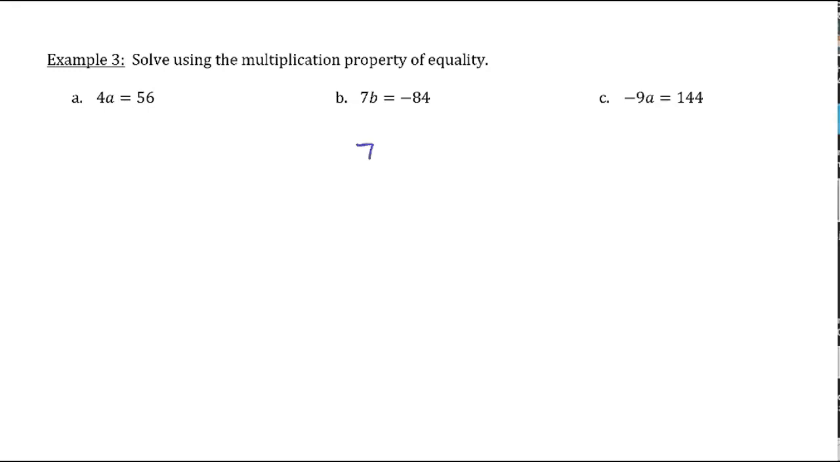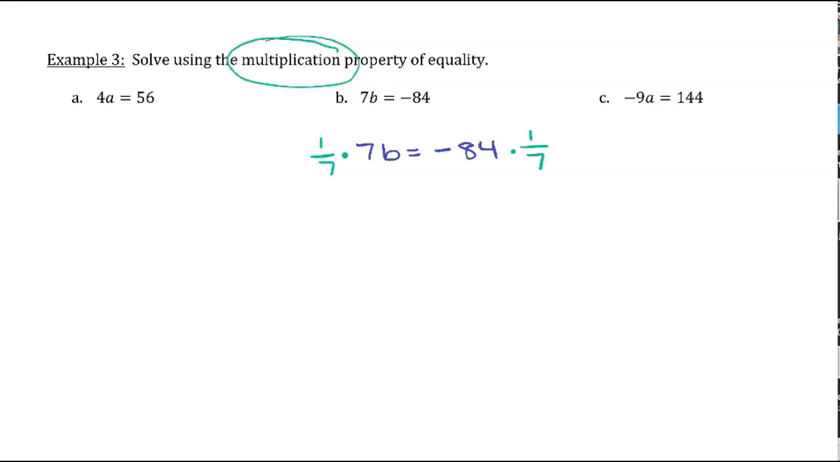In part B, I have 7 times b equals -84. In our previous examples, our variable was being divided by something, and so we multiplied to clear it. Now on this one, my variable b is being multiplied by 7. To undo that, I would like to divide by 7 to cancel those out. Now, why does that work with the multiplication property? The multiplication property would tell me that I can multiply by 1 over 7 on both sides of the equation. That's the same thing as dividing by 7.